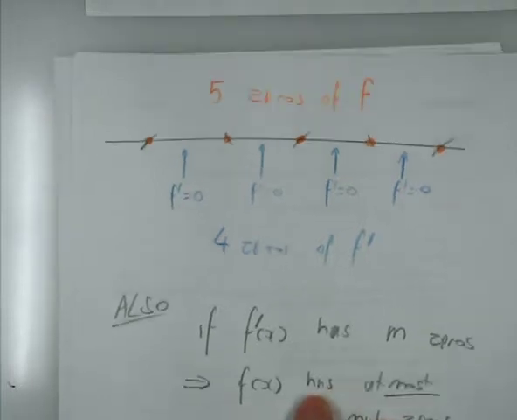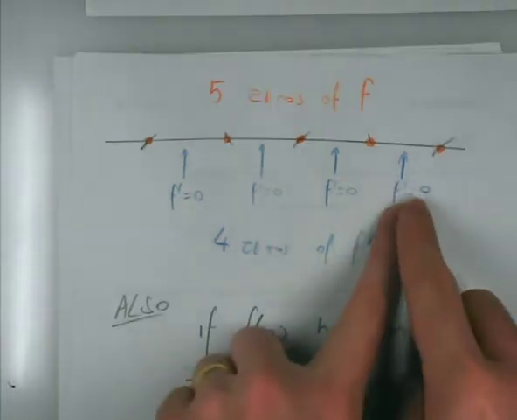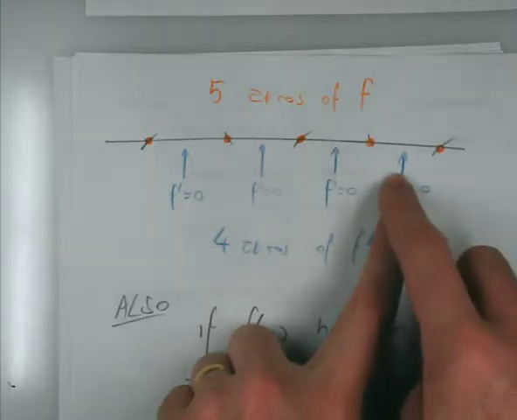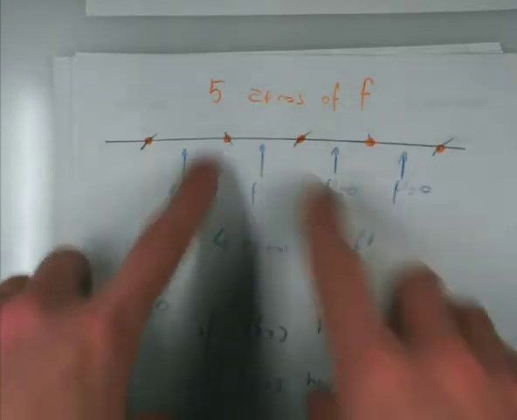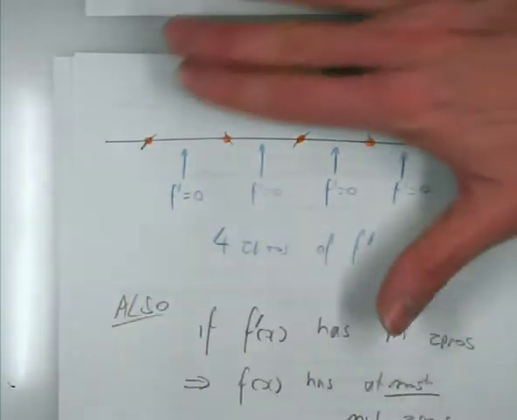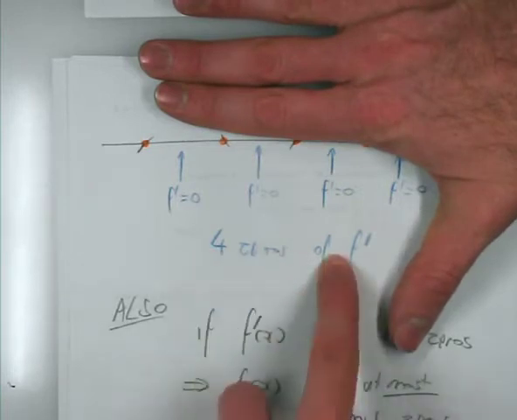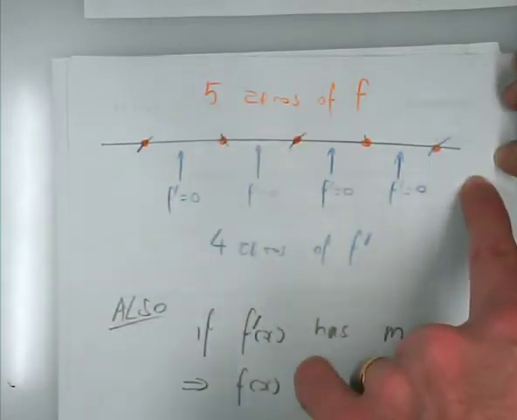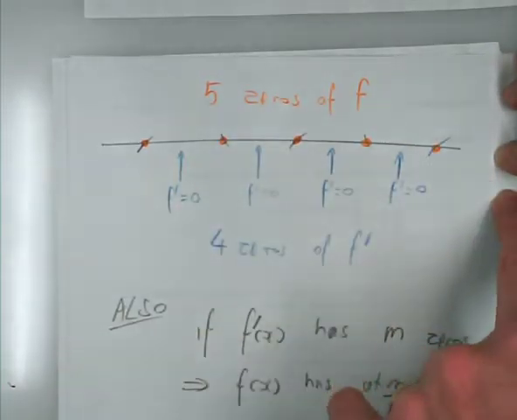So think about what would have happened here if there was another zero. Suppose this is what you knew. You knew that there were 4 zeros here. If f had 6 zeros, then there'd be another orange dot here, and there'd be another zero for f dashed, and there'd be 5. But I know there's not 5, there's only 4.